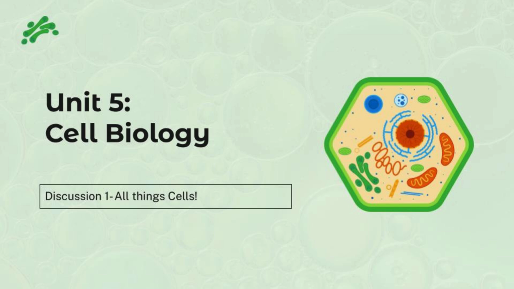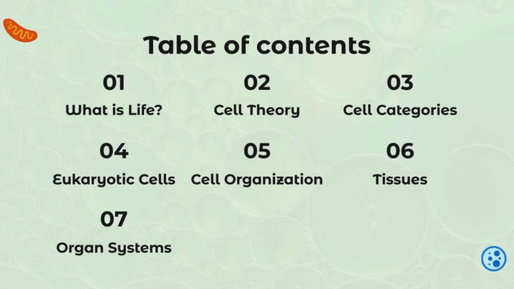Hi guys, welcome to Unit 5, which is our cell biology unit. This lecture is a bit long, so be prepared to take stops, walk away and come back, and take it in chunks. We're going to do it in about 2 weeks in class, so there's no stress to try to get all of it done at once. We're going to talk about what is life, cell theory, cell categories, eukaryotic cells, cell organization, tissues, and organ systems.